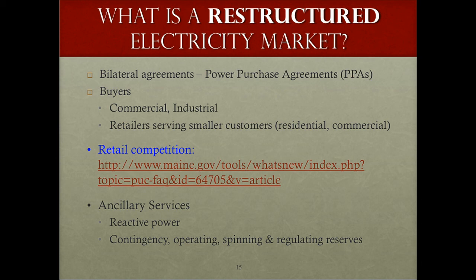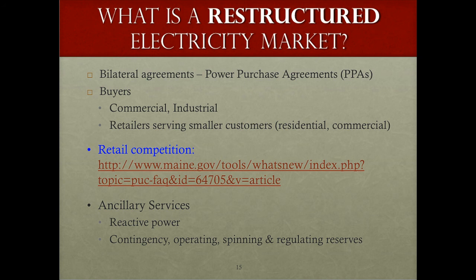The yellow and green states from the map have restructured electricity markets, which may mean any or all of the following. Buyers and sellers are allowed to enter into bilateral agreements, agreements between two parties, in which they agree on a certain price of electricity over a specified time period. The buyers in these cases would be industrial and large commercial customers, or retail companies that are selling electricity to residential or small commercial customers. Most restructured states have competition in the retail sales of electricity. The website shown here explains how retail competition works in the state of Maine, which is a restructured state.